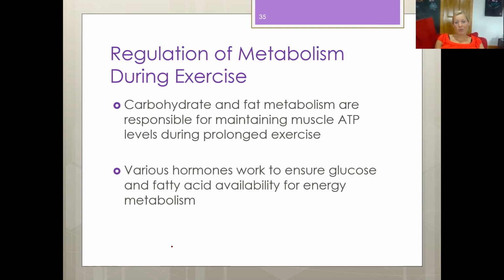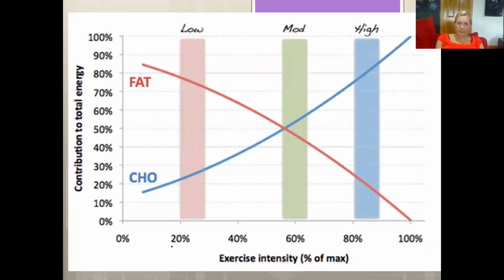Various hormones are going to work together to ensure both glucose and fatty acids are available for energy metabolism in those given situations. So you might have seen this before. This is known as the crossover effect. Here you can see the relationship between intensity and energy contribution. We know that with an increase in intensity, the total number of calories that we are expending will increase. However, it's also important for us to look at substrate. Which fuels am I using in which scenarios?